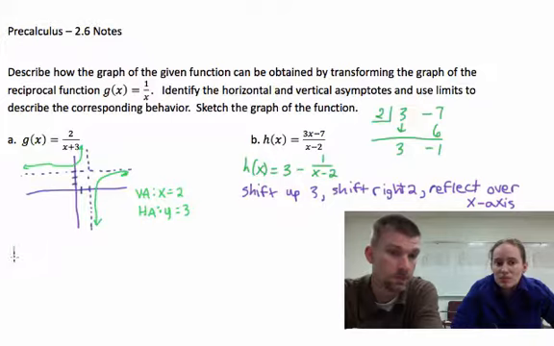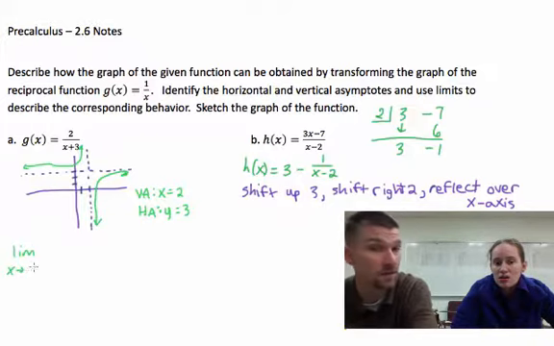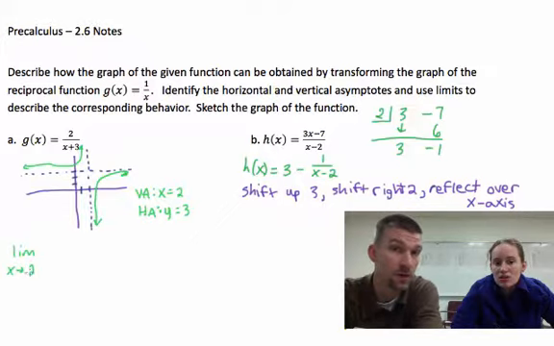We need the limits. So we need the limits going both ways. We need the limit from the left and right of the x equals 2 part. We also need the limit as we go to positive and negative infinity. So a lot of limit notation here.